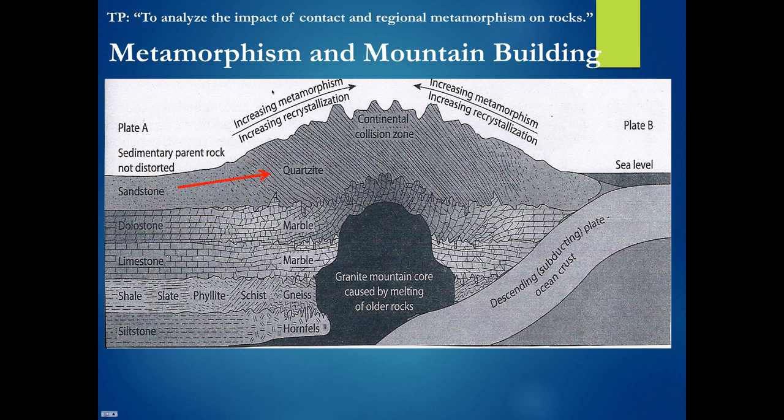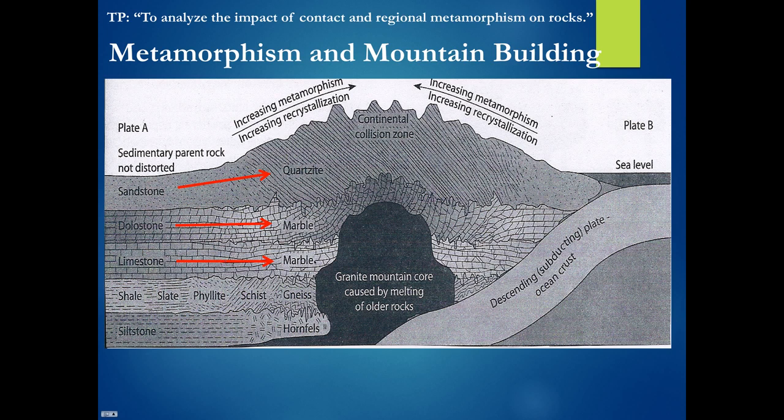So under heat and pressure, right, we have parent rock, not distorted. So a piece of sandstone that's not distorted, parent rock, pre-existing, can turn into quartzite. So this is an example of plate tectonics, two plates interacting. Oceanic plate is moving to the left, and this continental plate is moving to the right. Under heat and pressure, dolostone can turn into marble. Limestone can turn into marble.